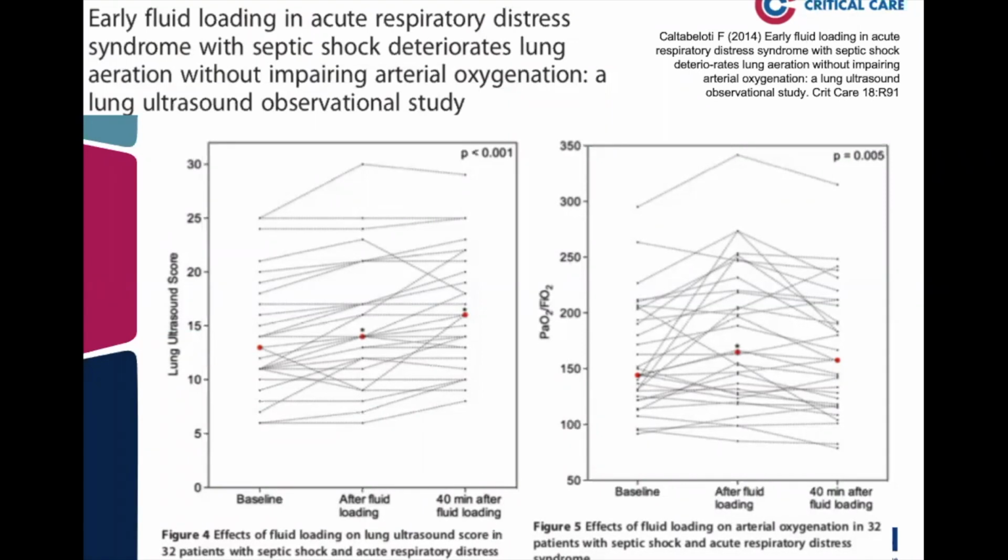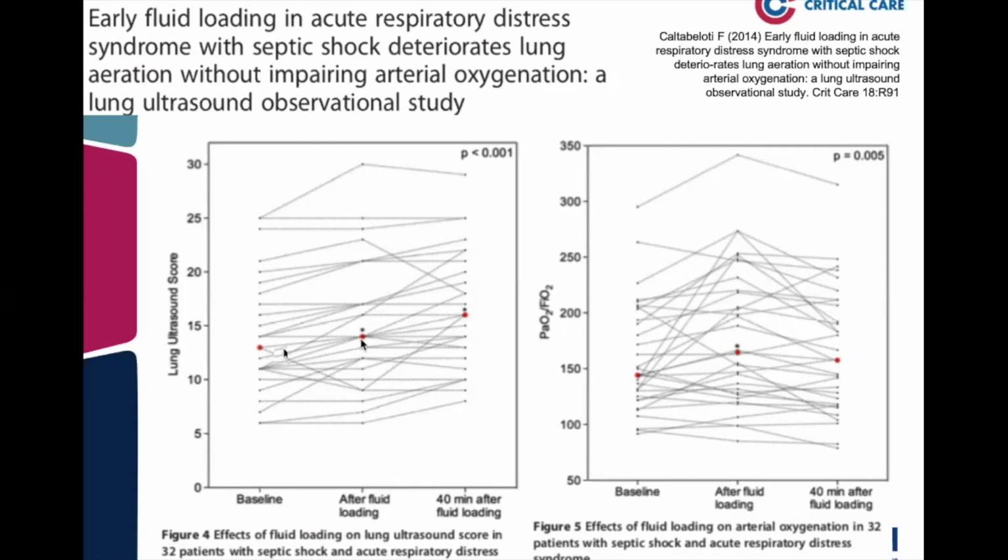So in a prospective observational study of 32 patients with septic shock and ARDS, this study used a lung ultrasound score, which is a different protocol, which scores the degree of pulmonary congestion using lung ultrasound across 16 points of the thorax. And we see here that after a liter of fluid was bolused, the lung ultrasound score rose slightly.